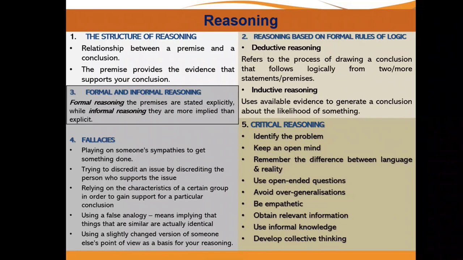You see, that time you're trying to discredit an issue by discrediting the person who says it. The third one, they say, is relying on the characteristics of a certain group in order to gain support for a particular conclusion. For example, an advertisement which says that real men drink beer.